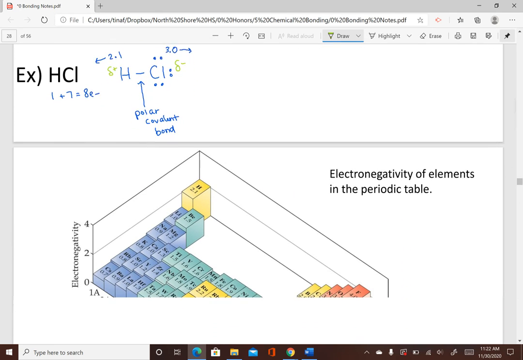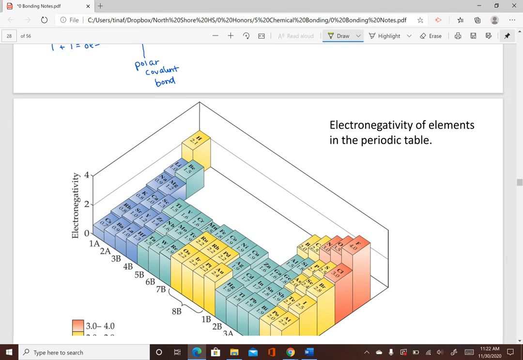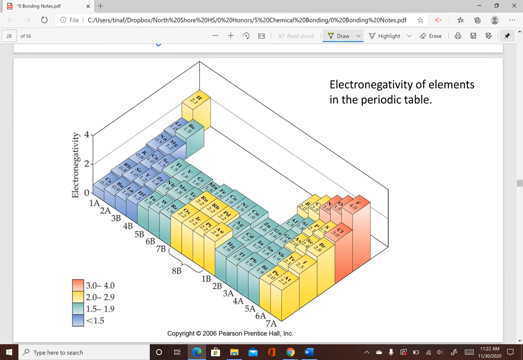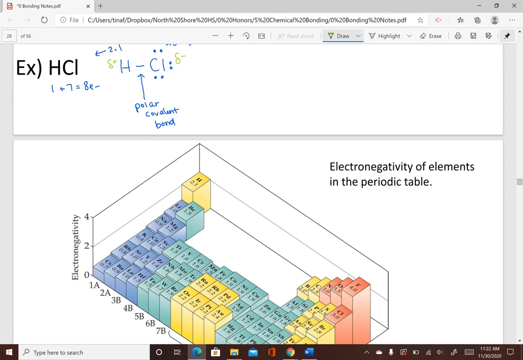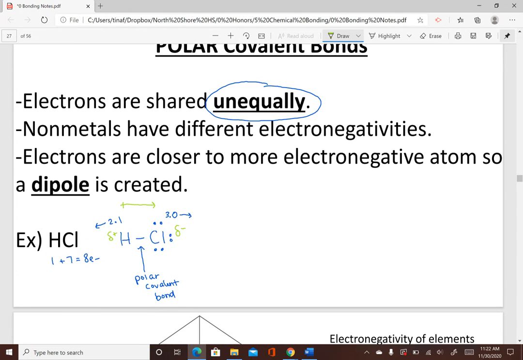Now this was the table I was talking about, guys, where we're giving you the electronegativities. I like this more as a visual for you to see on the periodic table where electronegativity is high. But we're going to give you a chart that you're going to be allowed to use on quizzes and tests. Okay, something that we didn't talk about, sorry, I skipped right over that. A dipole is created.